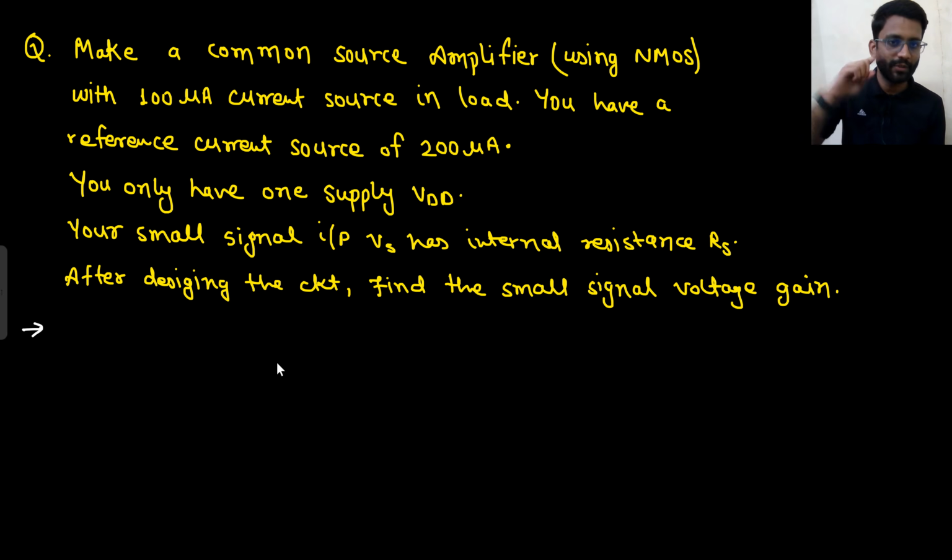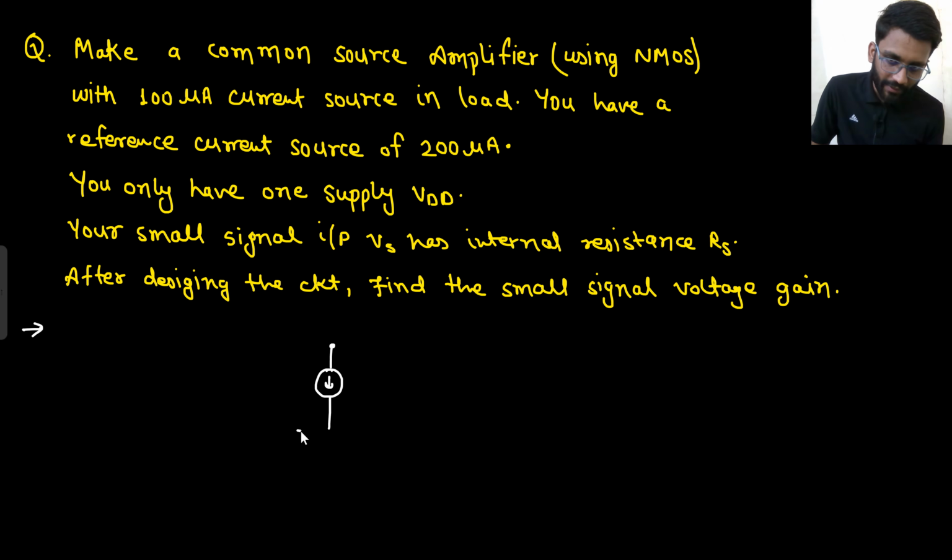You have to make a common source amplifier using NMOS. So the common source amplifier will be made using NMOS with a 100 microampere current source in load. Okay, till now this is the question. This is the common source amplifier. Load will be at the output. So this is the 100 microampere current source.